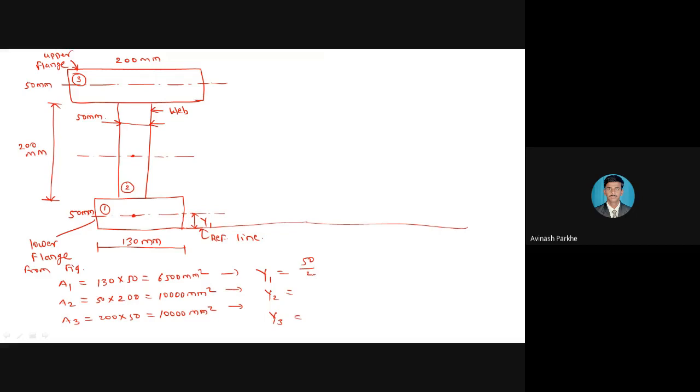Look at the figure. I have represented the Y1 distance on the figure. So 50 divided by 2 means 25 mm.